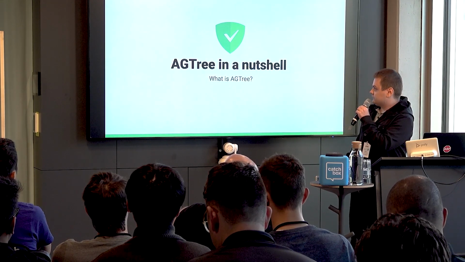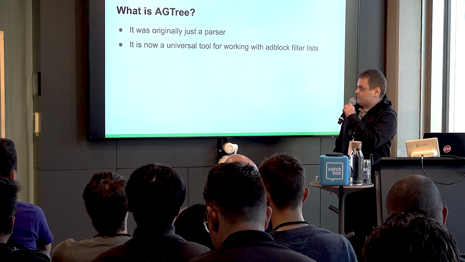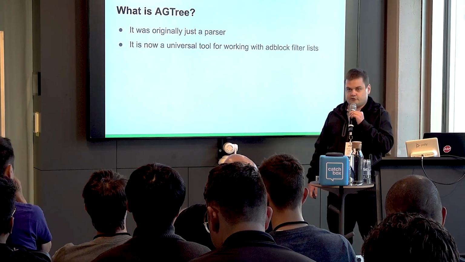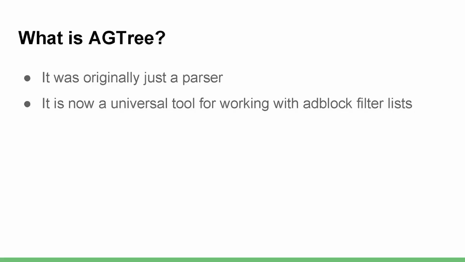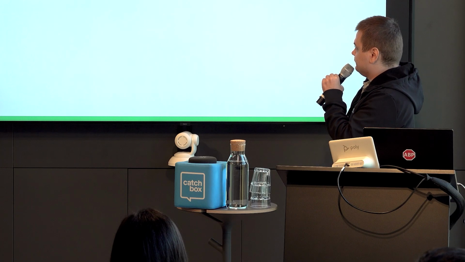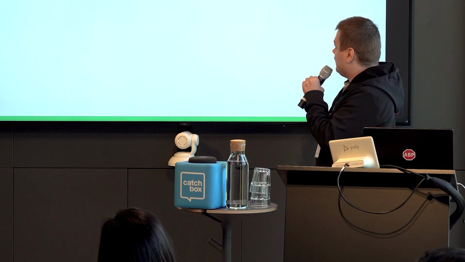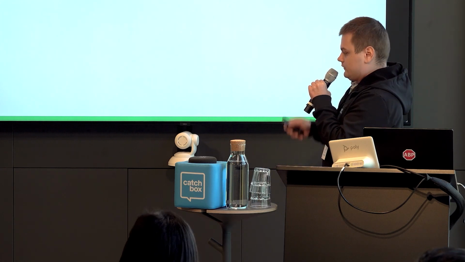So, AGTree in a nutshell. What is AGTree? It was originally just a parser. You simply take a filter list or a filter rule, parse it to an AST, and there was a possibility to generate a string back from the AST. And that's it. Now it's a universal tool for working with filter lists, so we added a lot of features next to parsing.